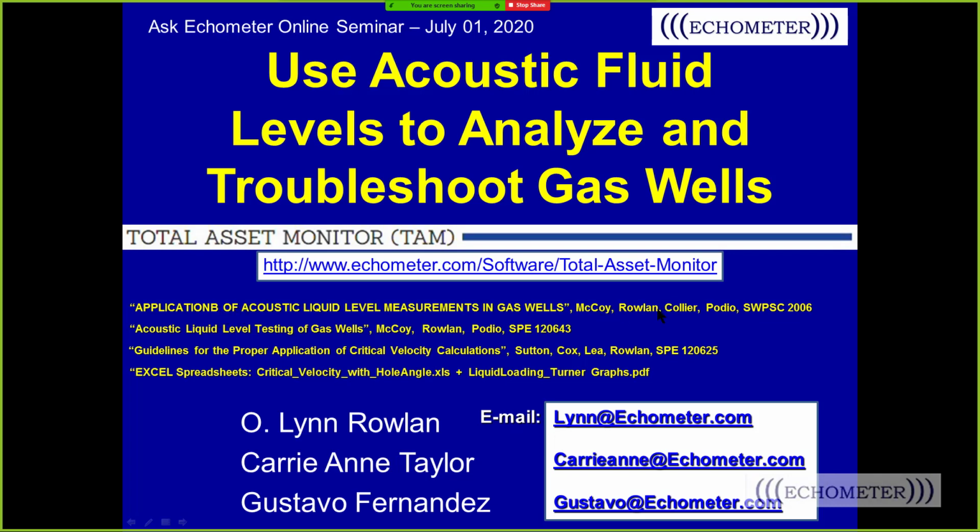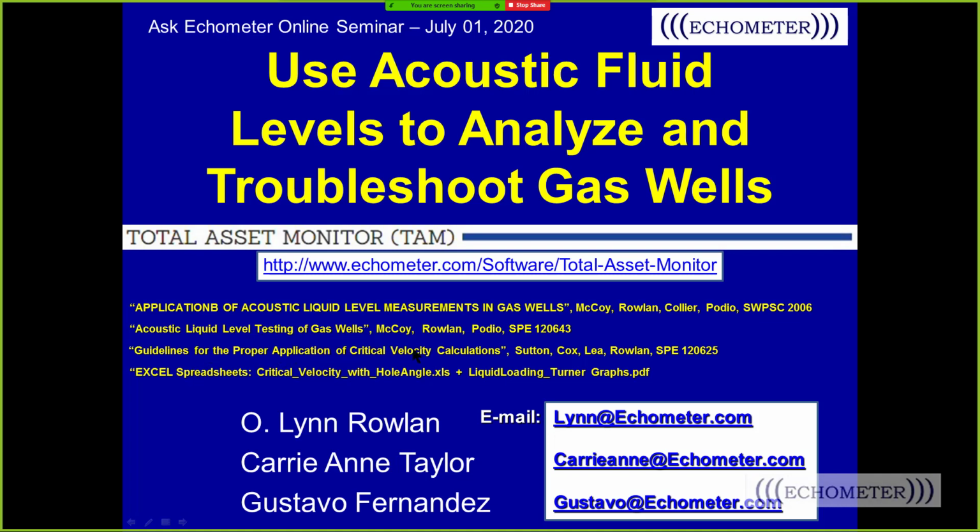This is a paper that we wrote in 2006 that talks about several different wells we shot fluid levels on and depressed the fluid levels in gas wells, and we were working on the gradient and how to determine the gradient. This is another paper that we published in SPE, and it talked more about liquid loading and critical rate and different types of gas wells.